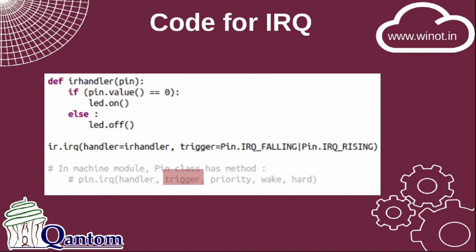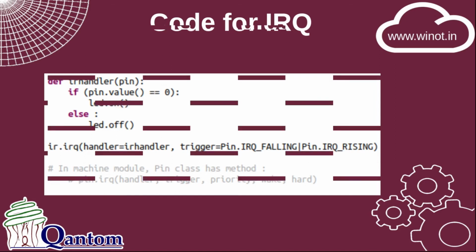IRQ_FALLING means that the handler is called when the pin state moves from high to low. Rising means the other way. IRQ_LOW means the handler will be called after the pin goes to low state, and IRQ_HIGH is when the pin goes to high state. You can also use the OR operator, that is the bar operator, to combine different types of trigger. In fact, that's what we've done in our example. We made the IRQ to be called either when the level is rising or it is falling. The parameter priority decides the priority of this interrupt. Higher the value, higher the priority. Now ignore the wake and hard parameters.